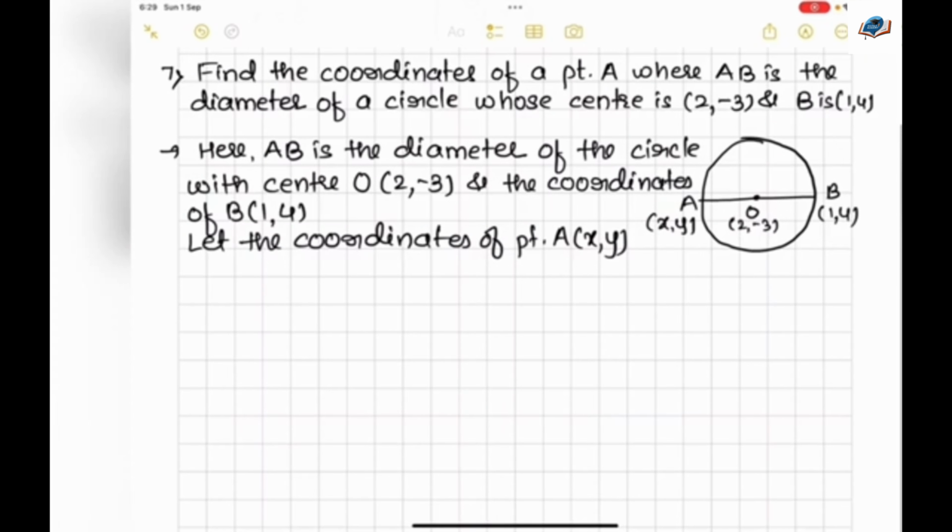Now next question says, find the coordinates of a point A where AB is the diameter of a circle whose center is 2 comma minus 3 and B is 1 comma 4. So here AB is the diameter of the circle with center O 2 comma minus 3 and the coordinates of B is 1 comma 4. Let the coordinates of A be x comma y. The center O 2 comma minus 3 is the midpoint of diameter AB.